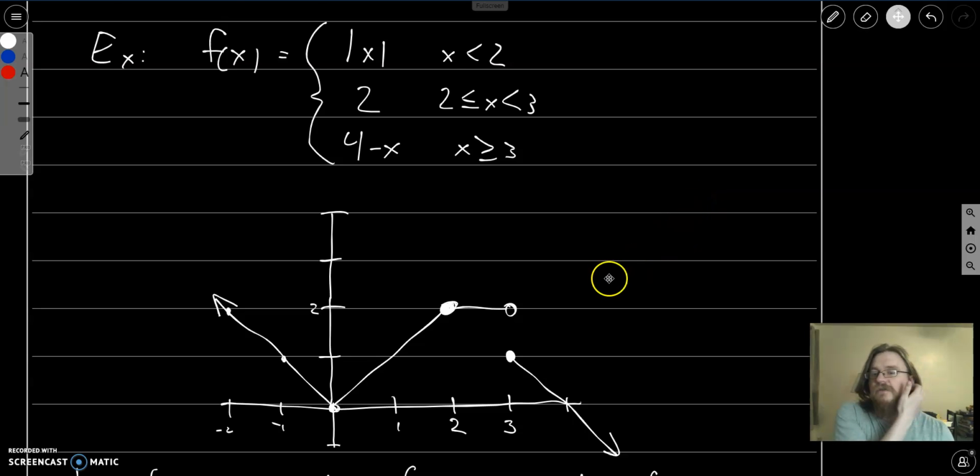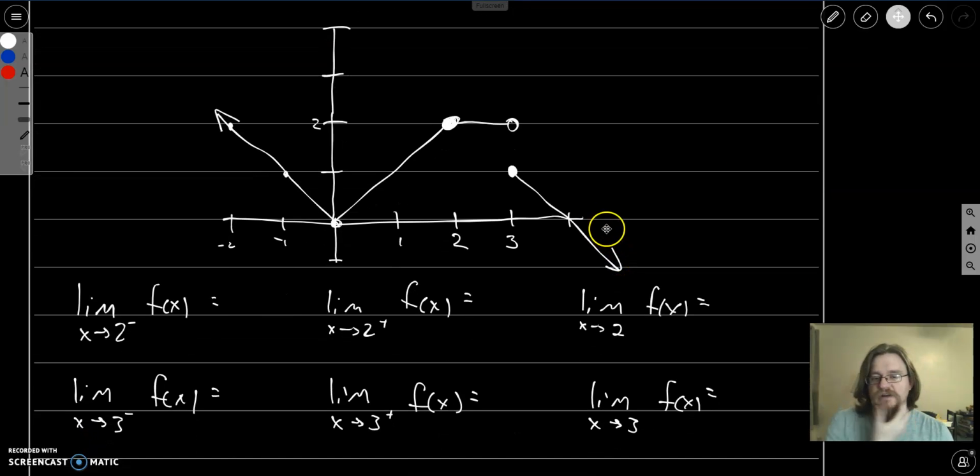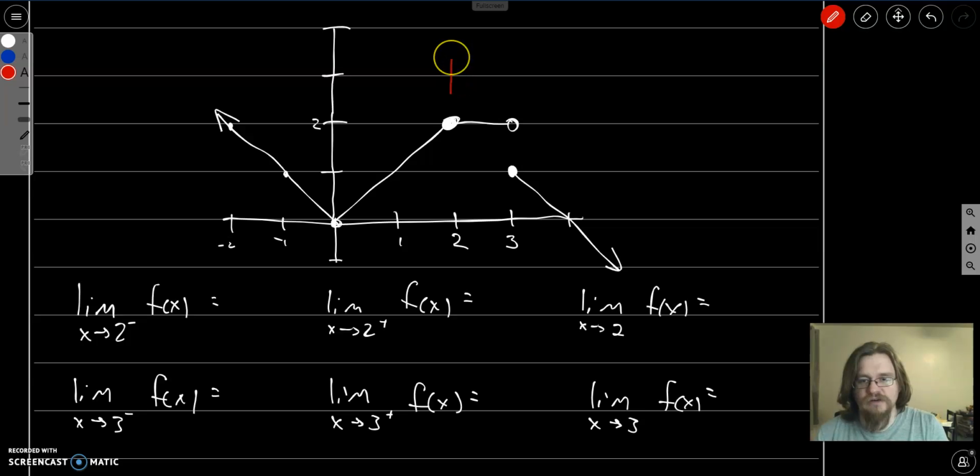So let's do a few limits here. We have the limit as x approaches 2 from the left. Let's mark this off. So here is where x is going to be equal to 2, and as we approach 2 from the left, we follow our function up, and we're going to hit our wall right at 2. So this limit, as we approach 2 from the left, will just be 2.